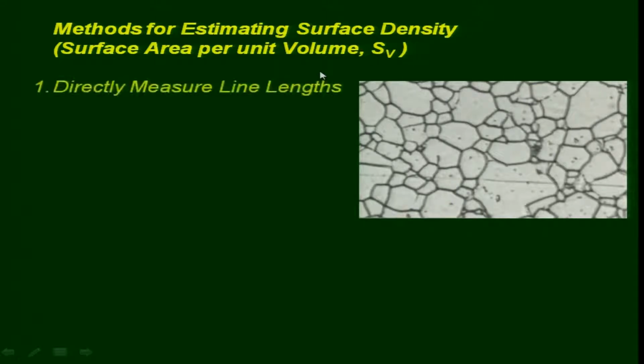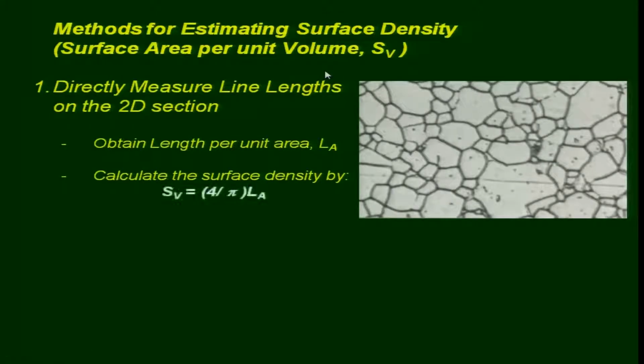Well, here if I look at it, I could directly measure the total length of all of these lines in a given area, obtain length per unit area called L sub A, and the surface density then is given by the following stereological relationship. S_V is equal to 4 by pi times the measure of length per unit area. So, on the right hand side you can see the units of this equation match on both sides, the units are per length square.